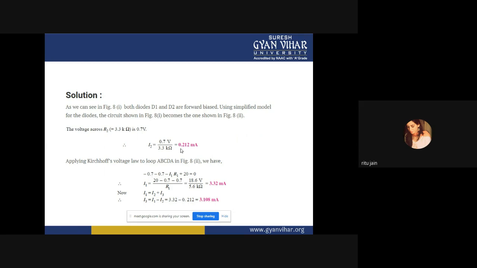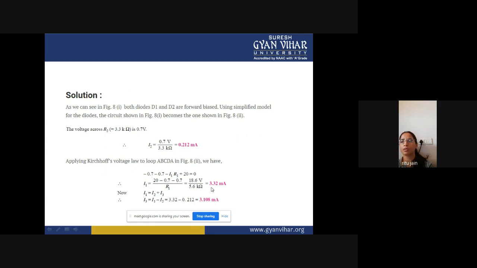So the value of current I2 is equal to 0.212 milliamperes. Now, if you have the value of I2 and the value of I1, you can easily calculate the value of I3 by this equation.